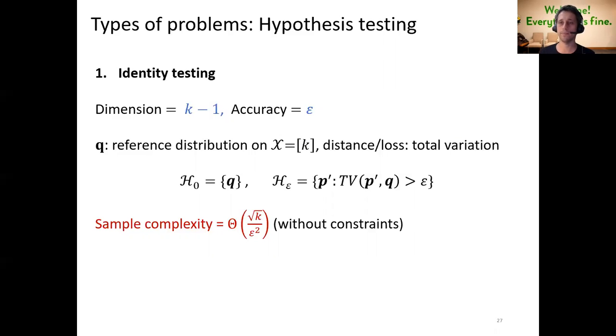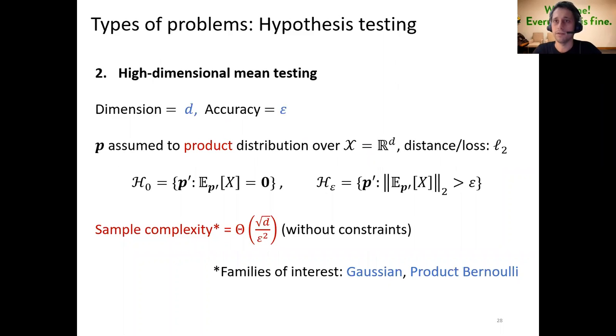you don't have constraints. It's a bit less easy to prove than the k over epsilon squared for learning, but it's been known for more than 10 years now, and we have tight upper and lower bounds in pretty much every centralized variant you might think of. So this is identity testing. Let's also look at, again, the counterpart for the high-dimensional mean question.